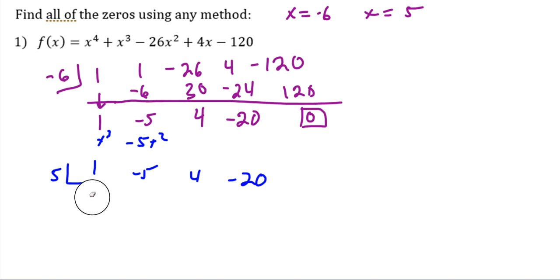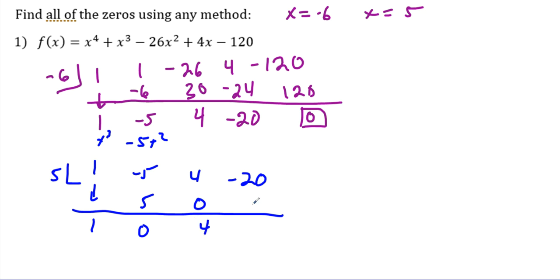I had to have sound effects. All right, I'm going to drop the 1. So I got 5 times 1 is 5. That's going to be 0. All right. And that's going to give you 0. And this is going to give you a 4. And that's going to give you a 20. And that's 0. All righty.